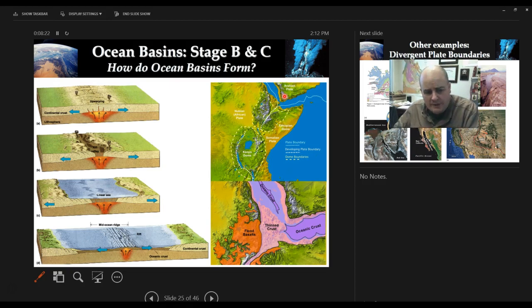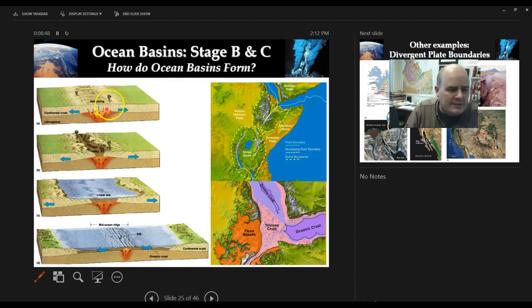Okay. So that would be our nice linear sea. Great example of this linear sea, the Red Sea. Okay, a good example of a continental divergent boundary is the East African Rift. It's probably one of the best ones in the world. Now, if it kept going, you'd have a ridge in the middle with two passive margins on the sides. Okay, like North America and Europe, or South America and Africa.